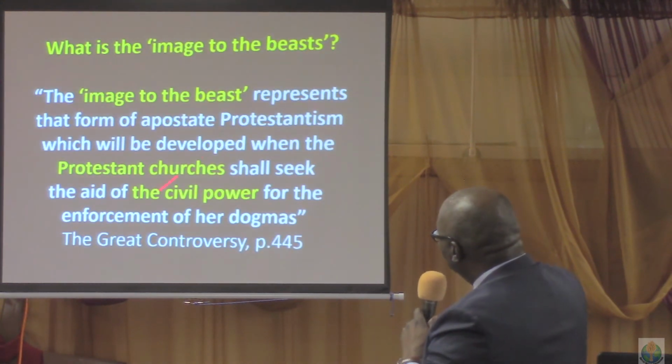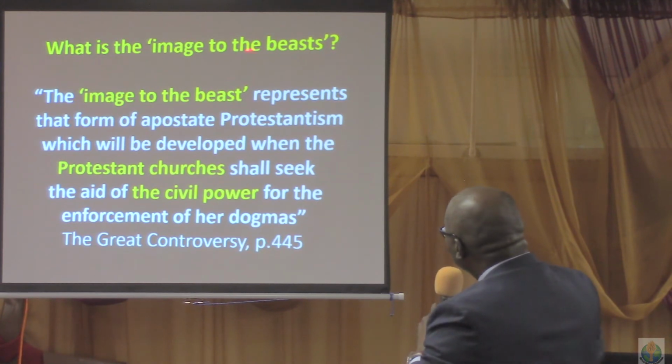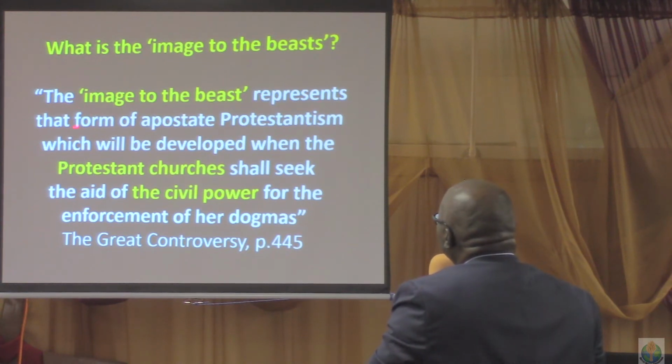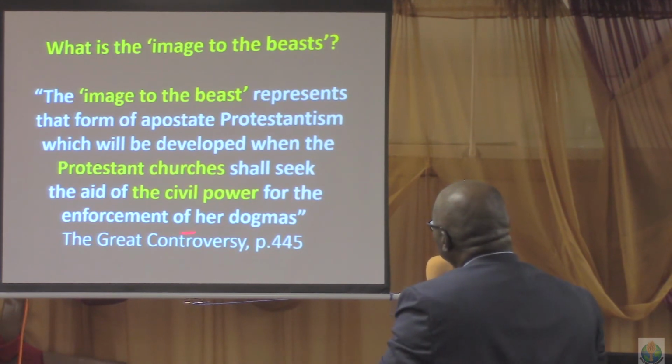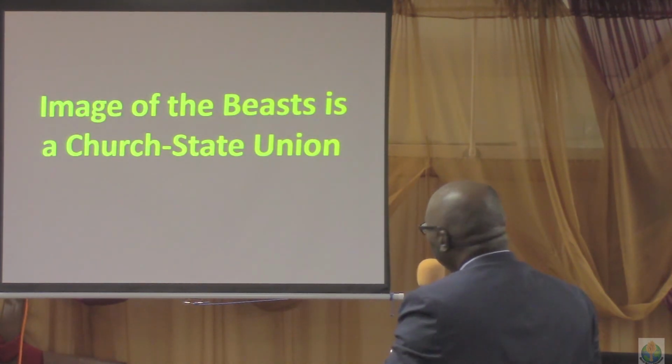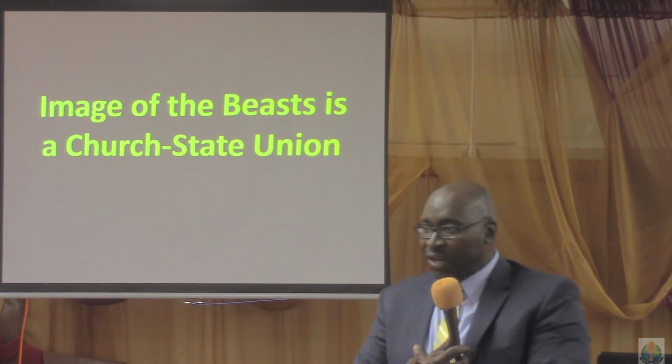So let's ask a question now. Let's ask The Great Controversy, page 445. What is the image of the beast? The image of the beast represents that form of apostate Protestantism which will be developed when the Protestant churches shall seek the aid of the civil power for the enforcement of their dogmas. So the image of the beast is church and state coming together. Are you seeing that? Yes. There it is. Protestant churches in league with the what? Civil power of the state. So the image of the beast is church-state union. Are you seeing that, friends? Have I lost anyone?